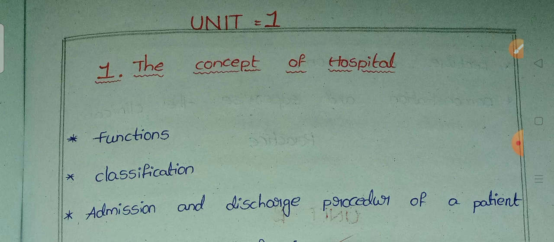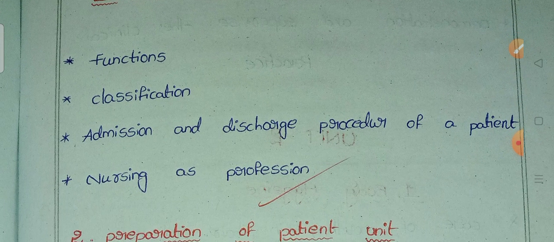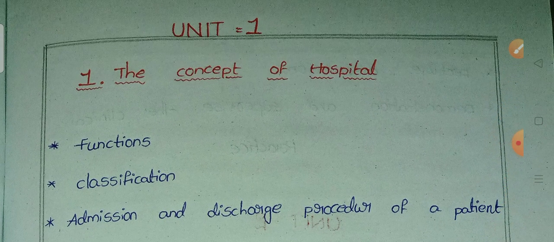Okay, so we are moving on session by session. I already told you TBS, ICCD and FE. The first one is the concept of hospital. This unit is divided into two partitions: the first one is the concept of hospital, and the second one is the preparation of the patient unit.